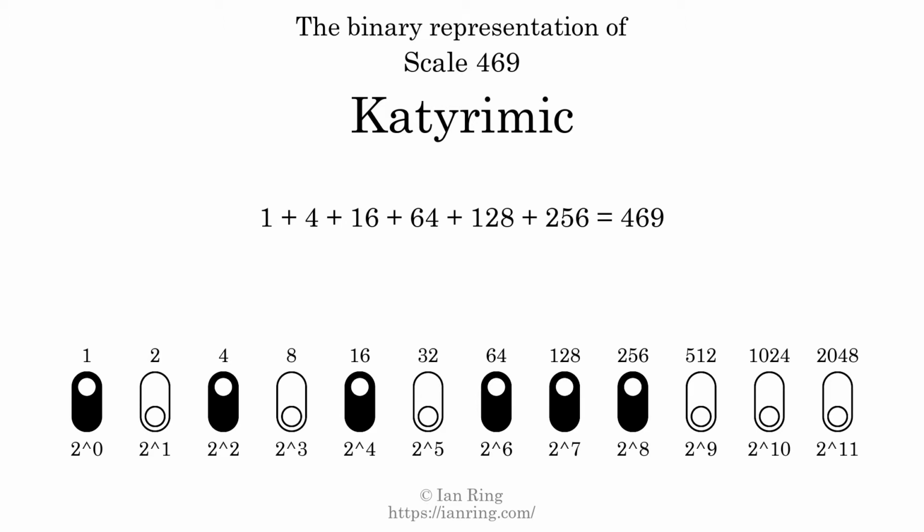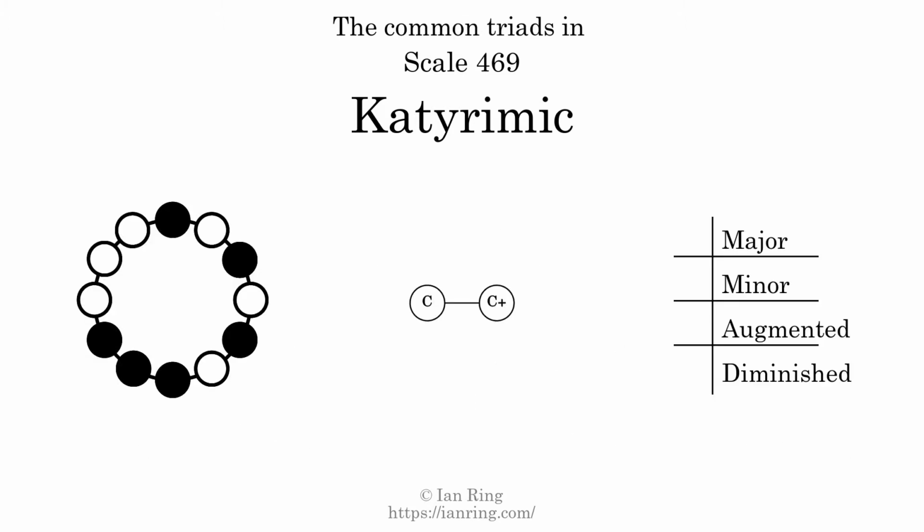The scale number not only enumerates the scale with a unique index, but it also literally describes the tonal content of the scale. Represented as a binary number in base 2, the scale number is 0001110100101. Here are the common triads present in this scale.